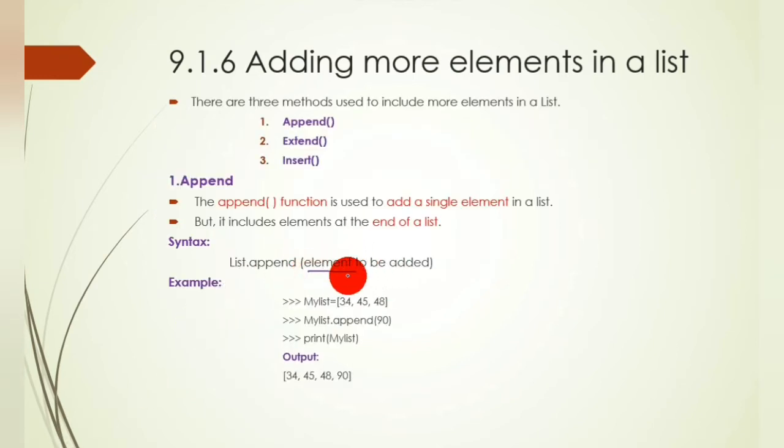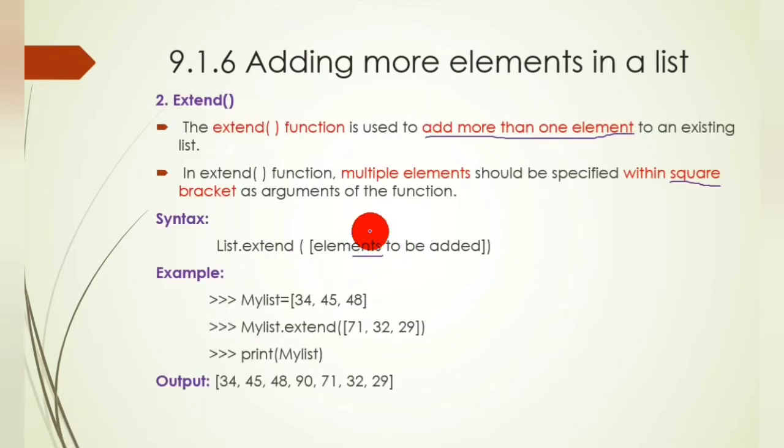That is, here we are using a single element. But in this extend function we can give more than one element. That's why we are writing elements to be added. So list.extend within brackets, elements to be added. Now you can see the example. mylist = [34, 45, 48].